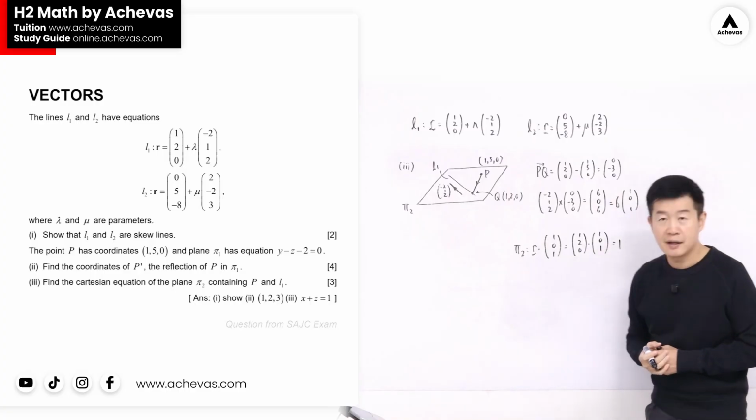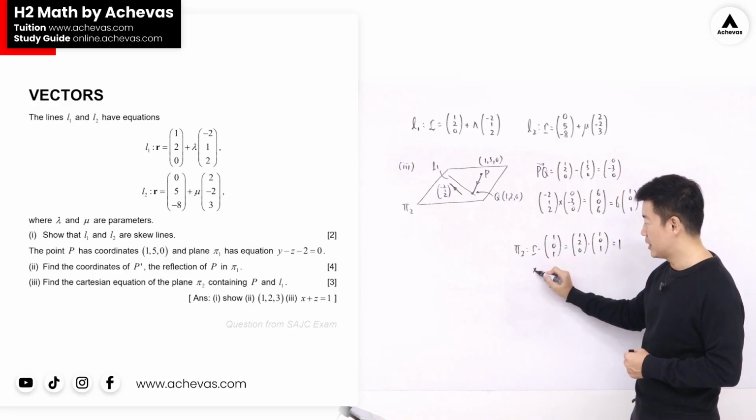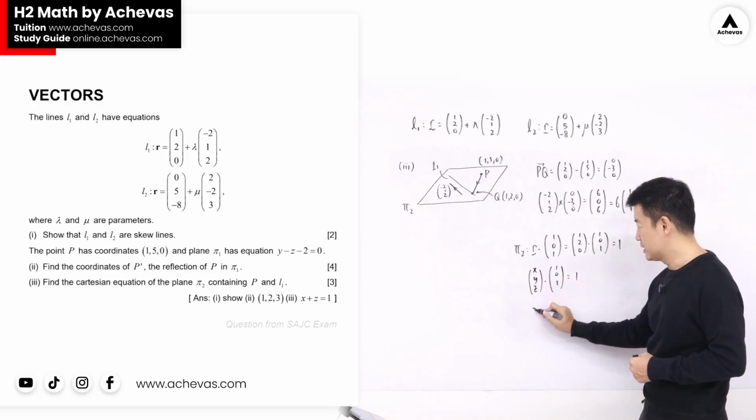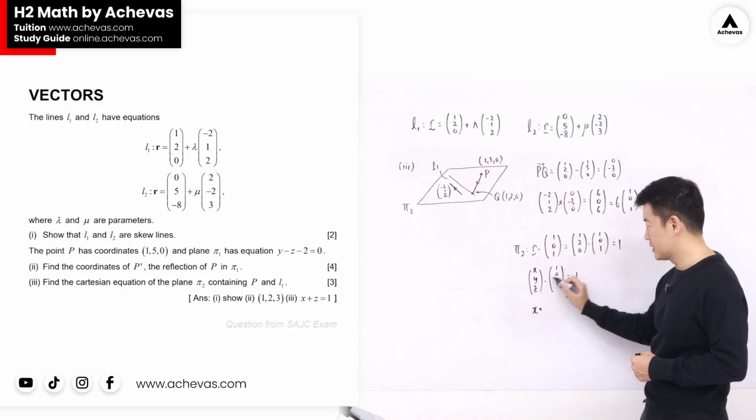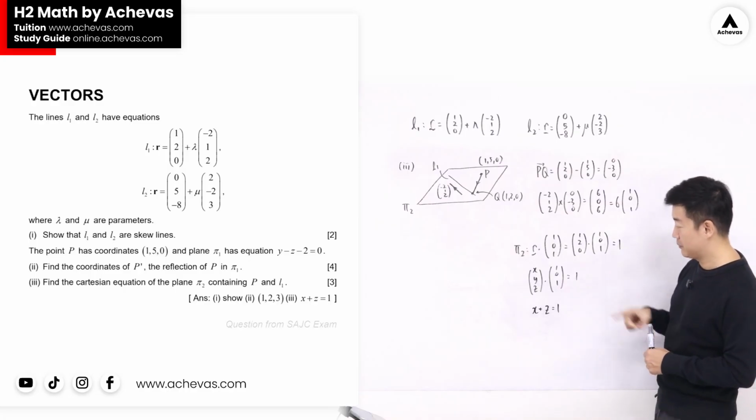And the question requires us to find the Cartesian equation of pi 2. So we're going to replace r by x, y, z. So this dot 1, 0, 1 is going to be equal to 1. So the Cartesian equation will be x plus 0y plus z equals 1. That's our answer.